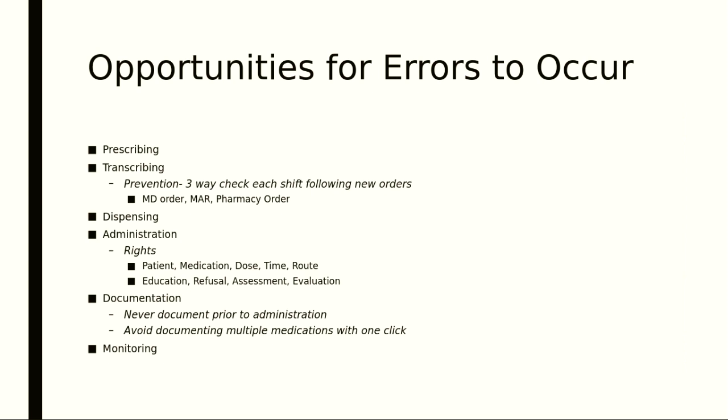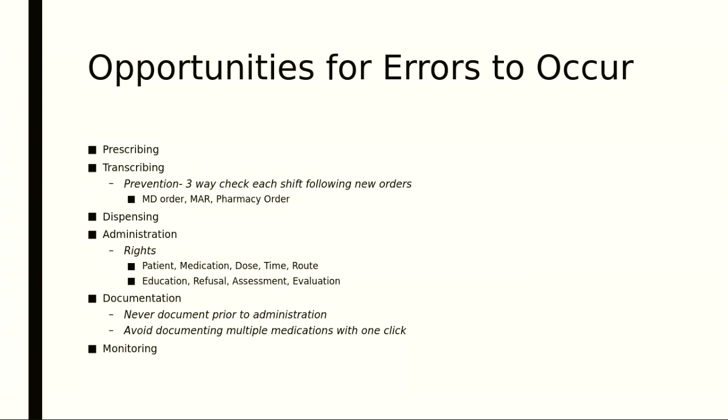We have many opportunities during the medication process for a medication error to occur. It can happen in the prescribing process by providers. It can happen in the transcribing process, which multiple healthcare providers may be involved in. For nursing staff in particular, we want to think about our three-way check every shift following any new orders. We want to make sure that we're reviewing the provider's order, the MAR, and the order that's coming back from pharmacy to make sure that they all match.